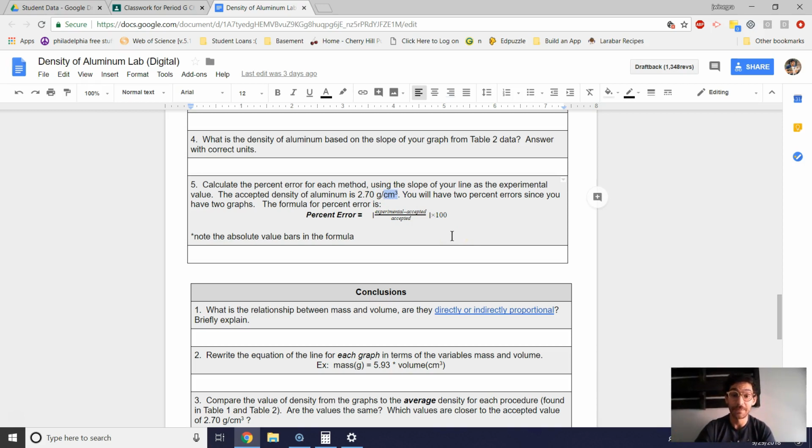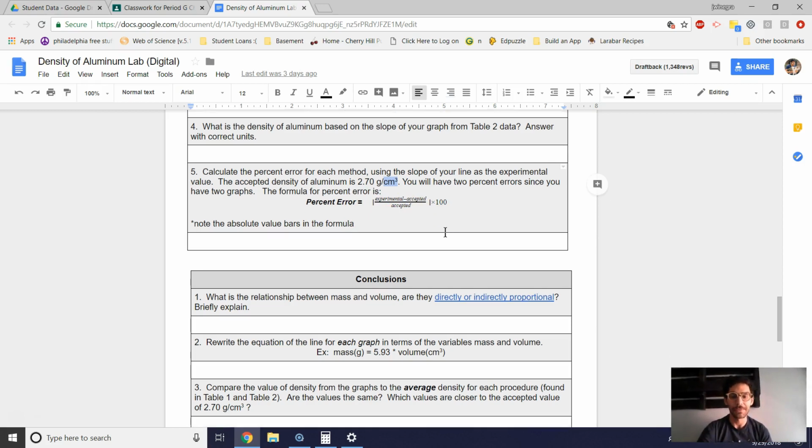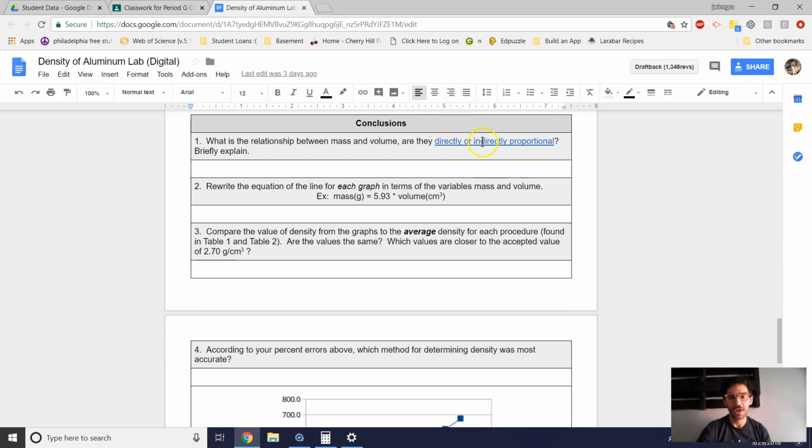Anyway, you're going to have two different experimental values, one from each graph, and with each of those, you're going to compare them to this accepted value using this equation down here. Please note those absolute value bars. We're never going to have a negative percent error. Follow this link to talk about indirect versus direct proportions.